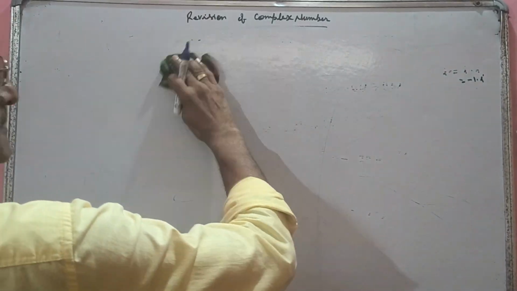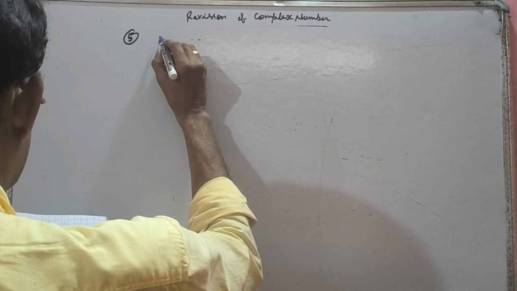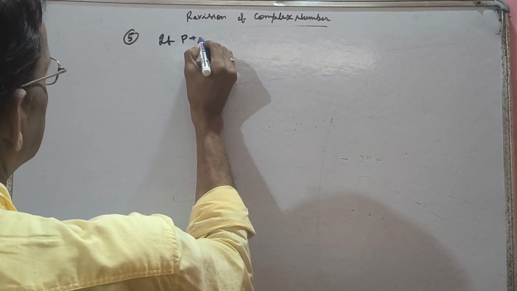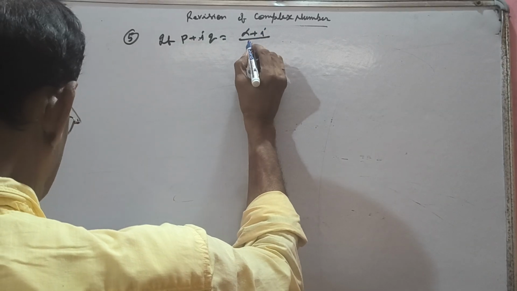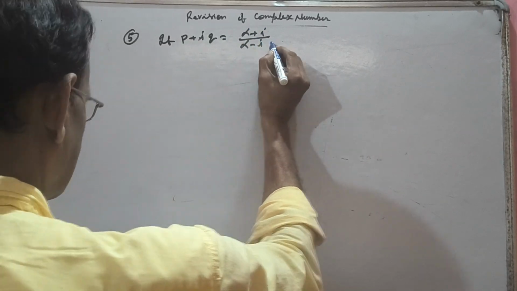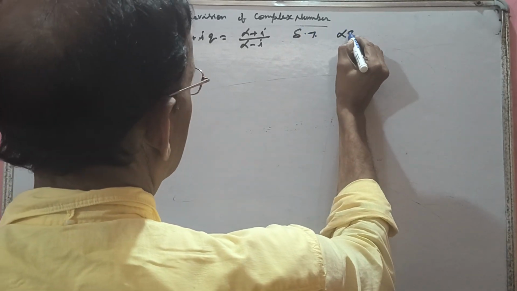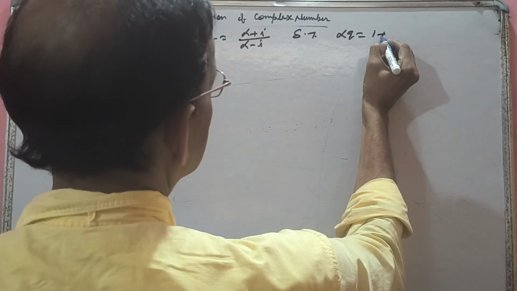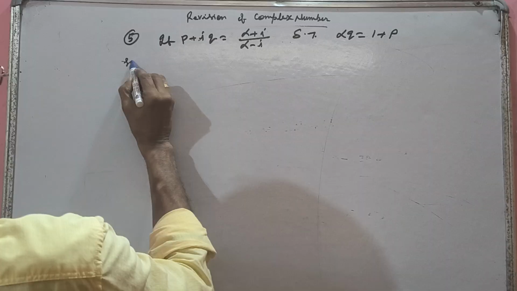Different types of sums I want to revise with you. Very important question, sum number 5 of 3 marks. If P plus iQ is equal to (alpha plus i) by (alpha minus i), then we need to show that alpha Q equals 1 plus P. Very important. So start the solution.